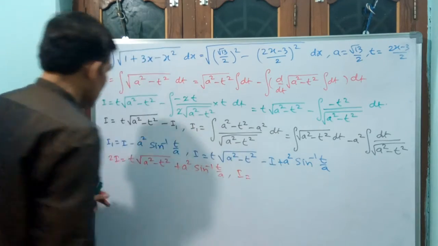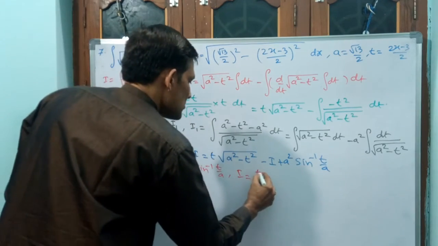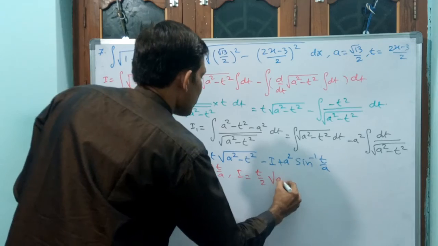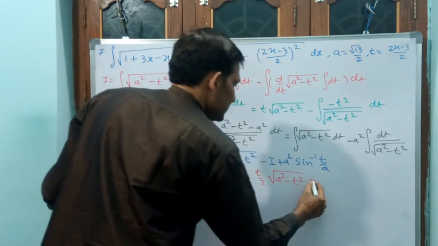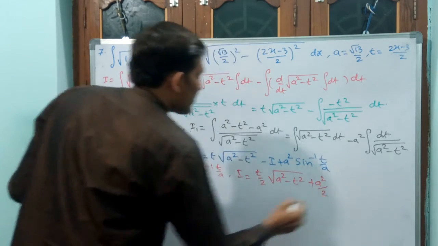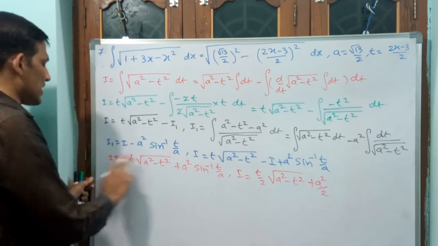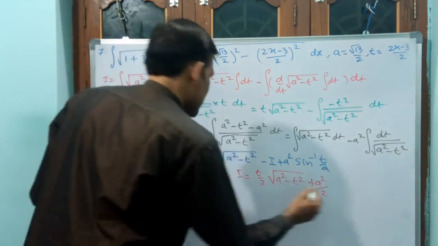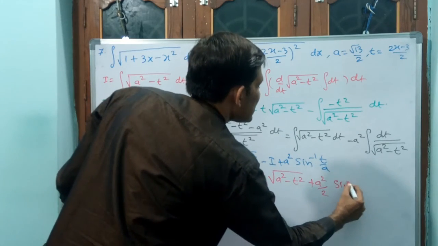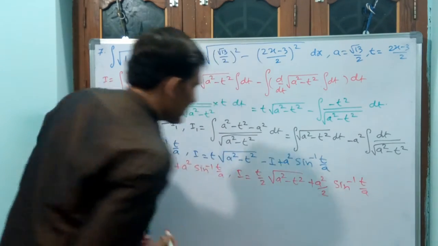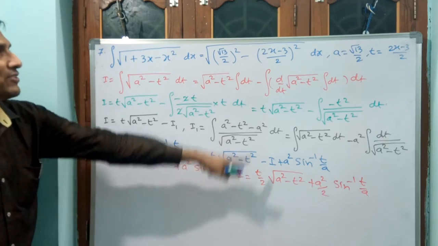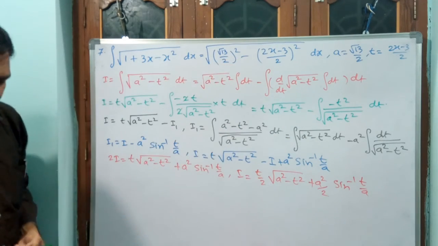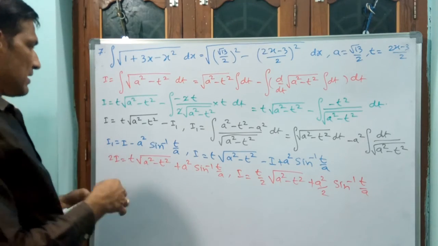I is equal to t by 2 square root of a square minus t square plus a square by 2. Why? Because 2I is a square, I is a square by 2, a square by 2 sin inverse t by a. See, this is the final I value in terms of t and a. But t value, a value, how to substitute? Okay, write down.